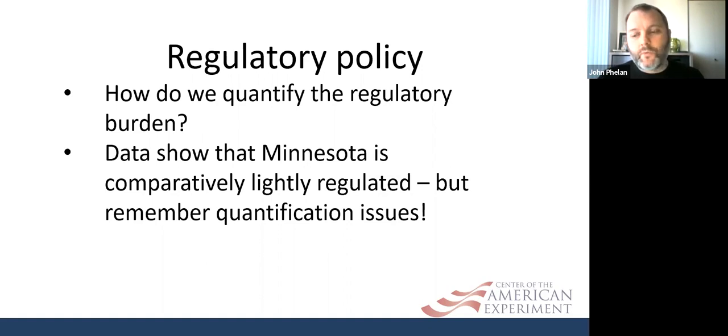So for example, essentially how it works is they upload all the state regulatory codes to a website or online, and then they do a word search where they look for words like "shall not," "must not," "have to," etc., and they look at how many of these words appear, and then they use that as a measure of the regulatory burden. Now, I think that's misguided for a couple of reasons.